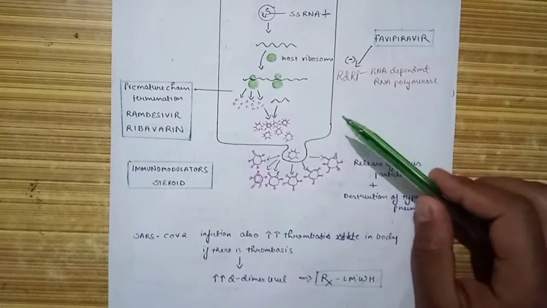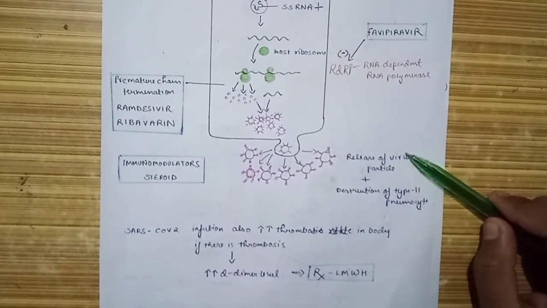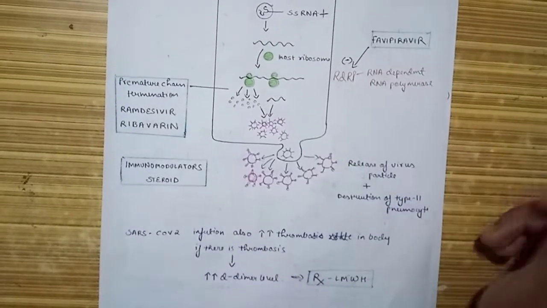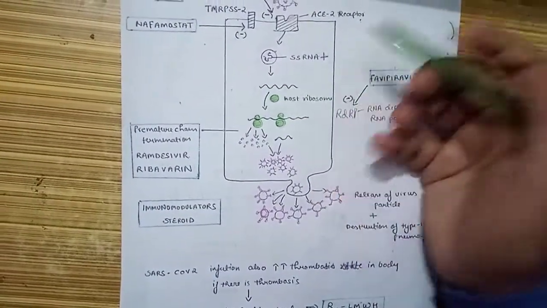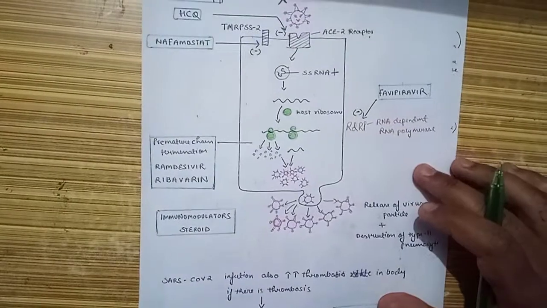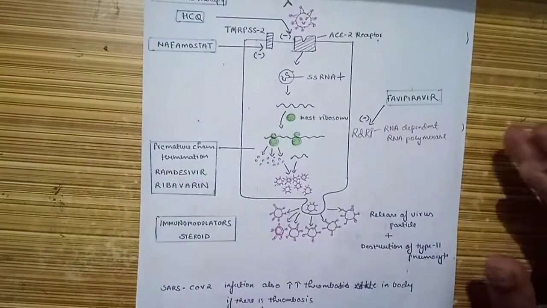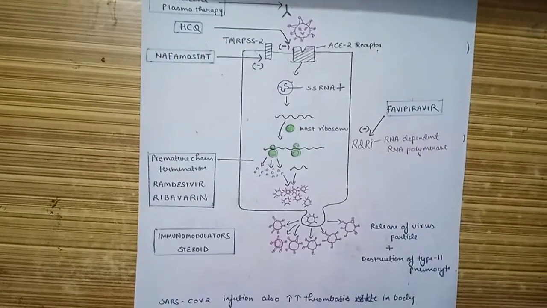But not only this happens. During this process there is release of virus particles, plus there is destruction of the type 2 pneumocytes, which causes alveolar collapse, because the type 2 pneumocytes are responsible for formation of surfactant. So this is what happens in the pathophysiology in the type 2 pneumocytes. Let's study a bit about the drug targets.